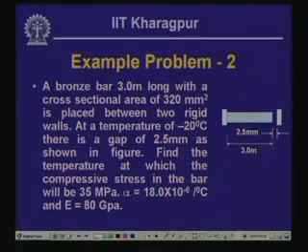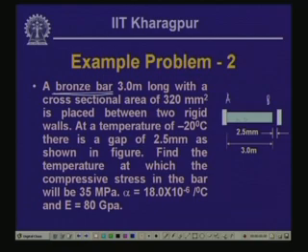Now, let us look into another example based on the aspects which we have discussed today, that due to the change in the temperature there will be deformation in the member, and that causes stresses in the member which we call a thermal stress. Now, in this particular example it is stated that a bronze bar, which is a 3 meter long bar, let us call this AB.